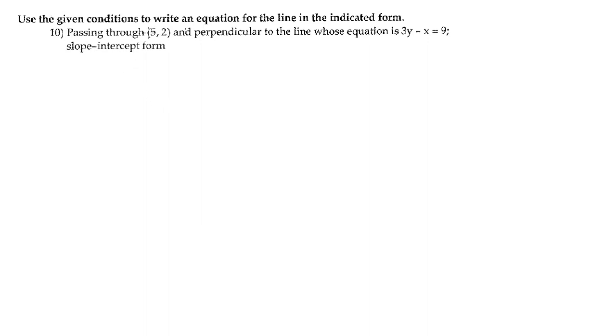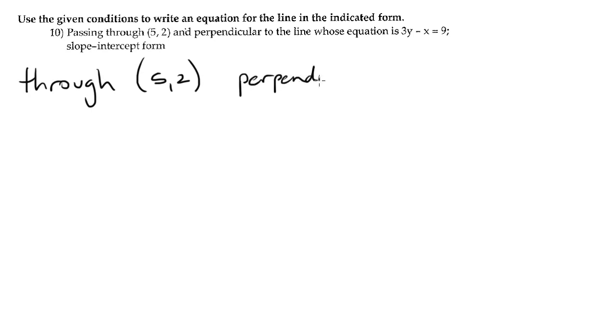Number 10, let's get the equation of the line that passes through the point (5, 2) and is perpendicular to the line 3y minus x equals 9. And we want slope-intercept form. So I'm definitely going to need the slope. No matter which form they ask you for, you're going to need the slope of your line.